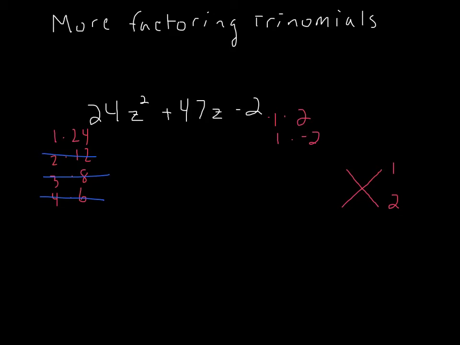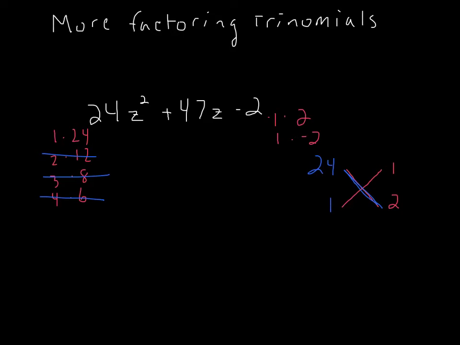Now if you look at 1 and 24, what do we want the 24 to multiply by? We need to get all the way to 47. If we did 24 times 1, we're not anywhere close. So we want the 24 to multiply by 2. When you do that, whatever is across the X is where you put the number. So 24 is going to multiply times the 2, which means that 1 is going to multiply by the 1.